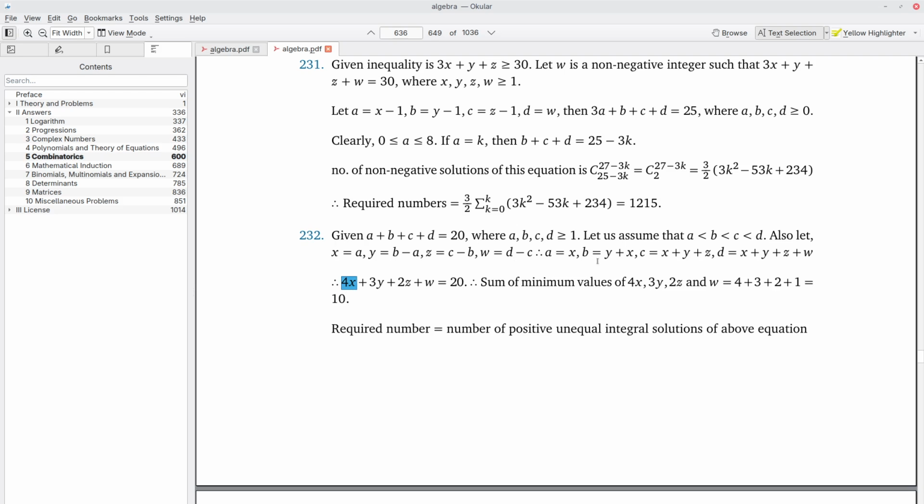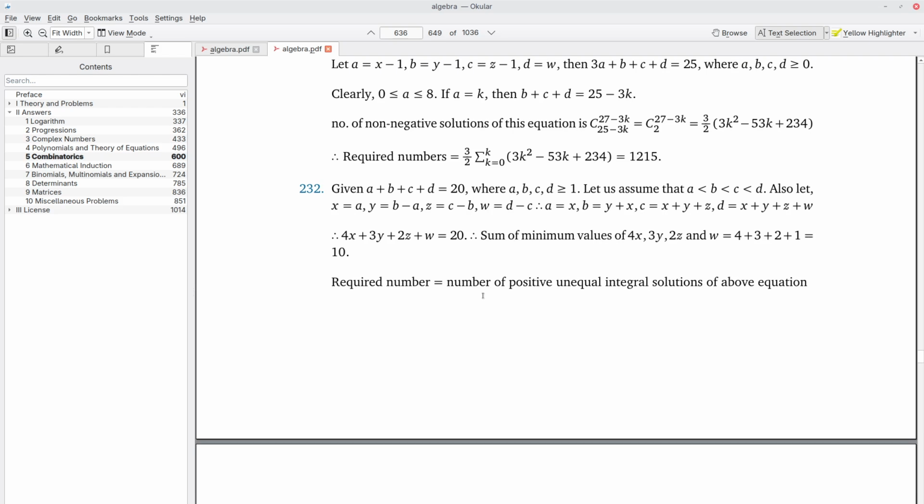Now we look at y. y is b - x. So when x is 1, b would assume some value. Now b would be greater than 1 from this assumption, so b will be at least 2. So 2 - 1 would be 1. So the minimum values of x, y, z, and w from this relationship is 1. And therefore, the minimum value of this is 10. So we get 4x + 3y + 2z + w = 10. That is the minimum value.